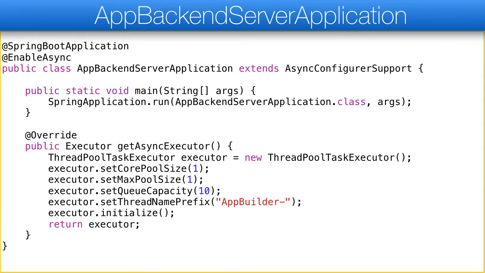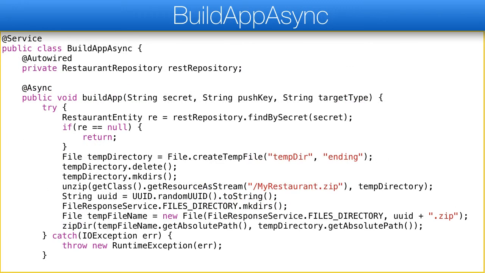In order for the asynchronous call to work, we need to enable asynchronous calls in Spring Boot, which we can do by enhancing the main application. The build app method is marked as asynchronous and will run in a thread queue. Right now I implemented a stub that just takes the restaurant app zip and creates a file with the same name in a fixed directory in the file system.